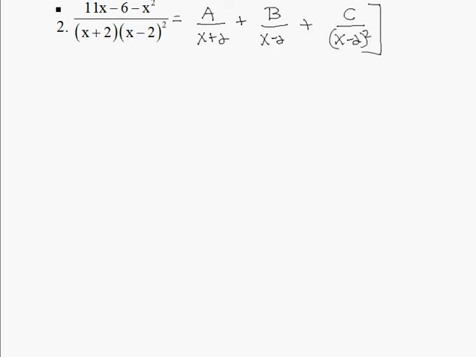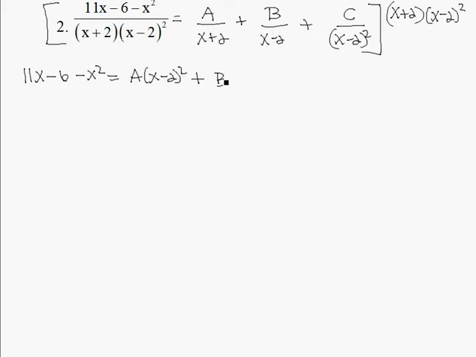We then want to multiply both sides by the common denominator, which is x plus 2 times x minus 2 quantity squared. When I multiply this times this, the denominators cancel out, so I'm left with 11x minus 6 minus x squared equals, the x plus 2's cancel, so I'm left with A times x minus 2 squared. One of the x minus 2's canceled here, so I'm left with B times x plus 2 times x minus 2, and the x minus 2 squareds cancel, so I'm left with C times x plus 2.